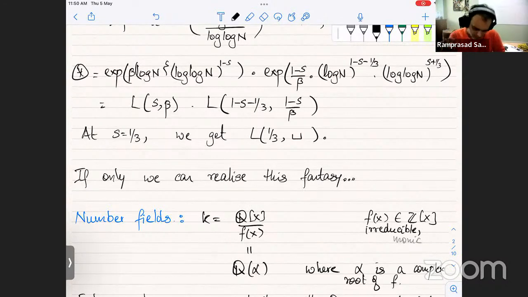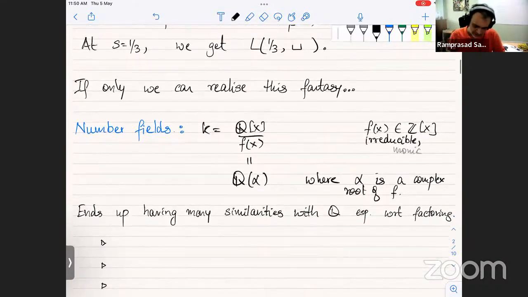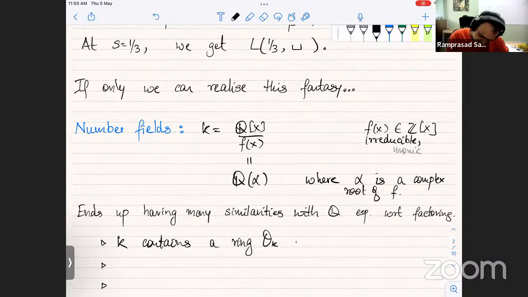Now the reason number fields are so interesting is because they happen to share a lot of similarities with the rationals, especially from the context of factoring. One needs to take care a little bit here because everything is not rosy, but nevertheless, a lot of interesting properties seem to happen. So the first thing is K contains a ring, which is often called O_K, of integer-like elements.